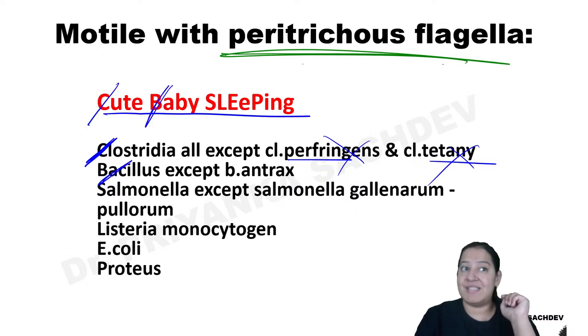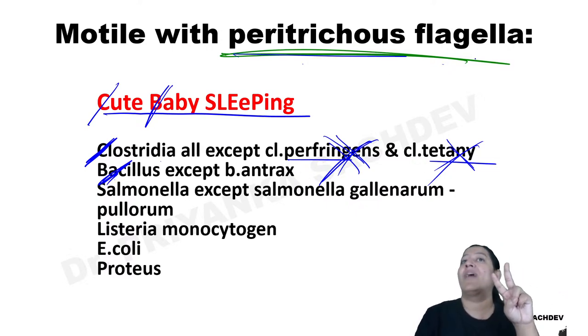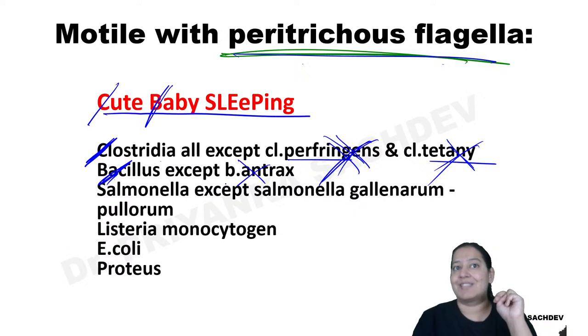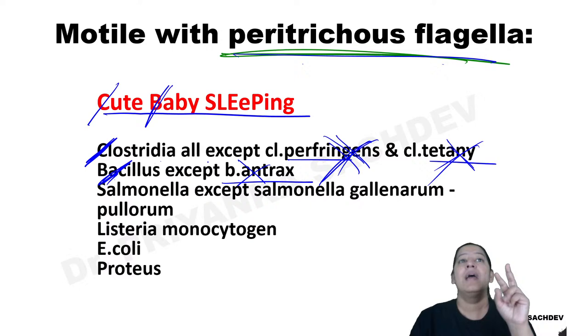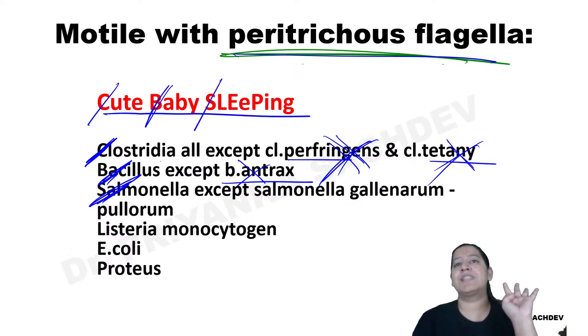The B in Baby is Bacillus. Perfringens and Tetani are non-motile. All Bacillus are motile by peritrichous flagella except Bacillus anthracis. Bacillus cereus is not the exception; the other Bacillus are motile. The S in Sleeping is Salmonella. All Salmonella are motile except Salmonella gallinarum-pullorum.